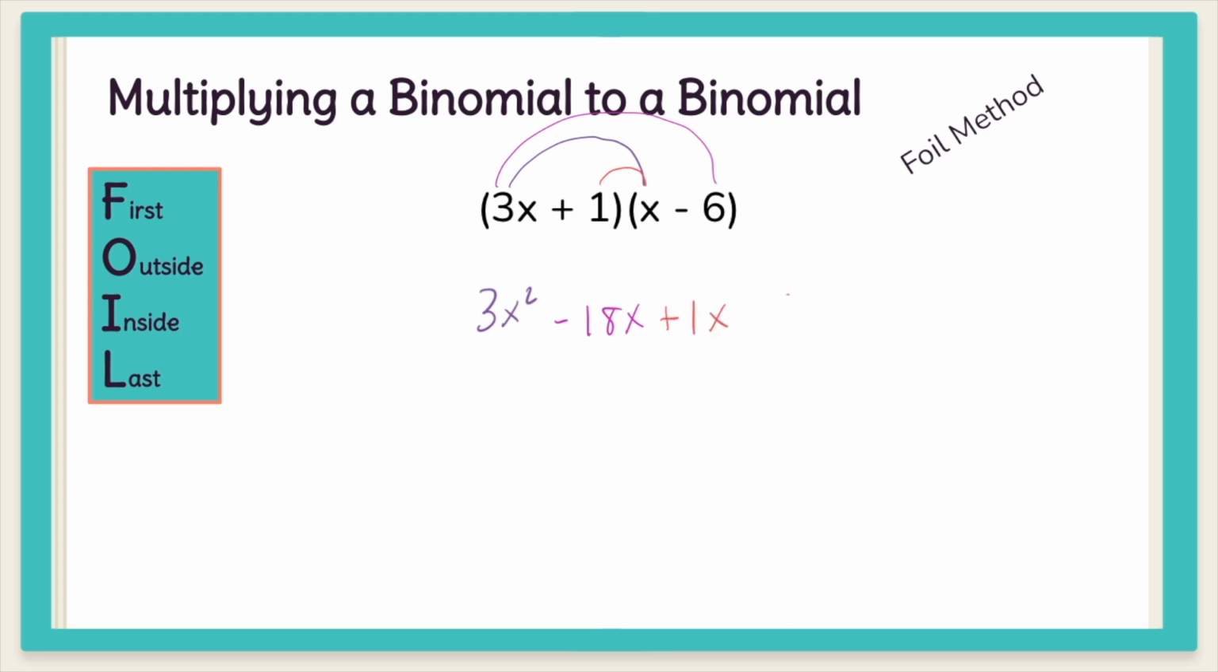We don't have to write the 1, but we're going to do it here so it helps us combine our like terms later. And then we're going to multiply our last numbers together. That's going to be multiplying the 1 times the negative 6. And 1 times negative 6 is going to be negative 6.